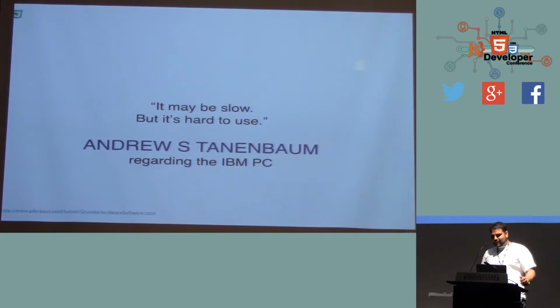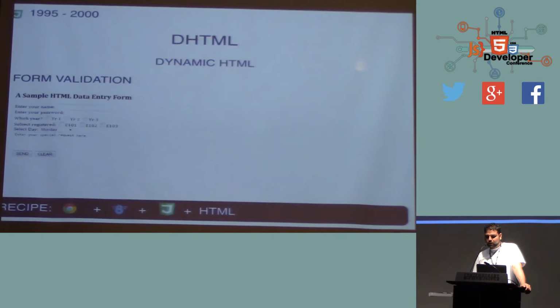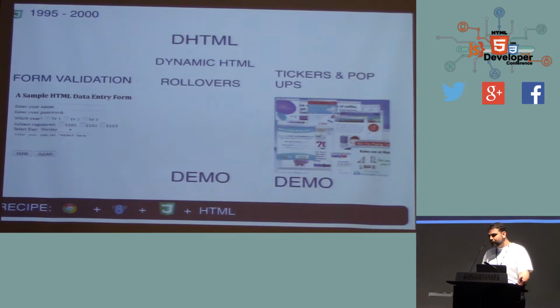Now we'll get to how JavaScript became useful and how it evolved to what it is today. The earlier computers developed by IBM were very slow and kind of hard to use. You had to be a programmer in order to use them. So they wanted to create a language that should not be slow and should not be hard to learn or use. The very early phase of JavaScript was a mixture of HTML and JavaScript, known as DHTML, or dynamic HTML. You could do things like form validation, a simple rollover where you roll over an image and it changes, or pop-ups or tickers. Back in the day, that was the extent of JavaScript.